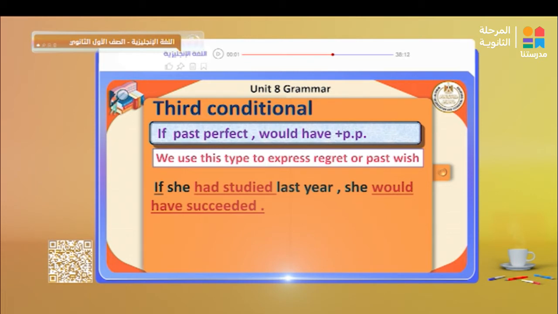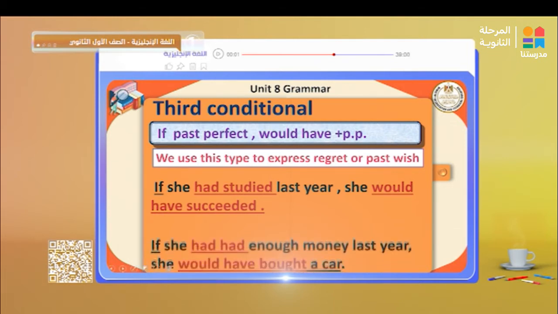So the two actions are in the past. The two actions happened in the past. So when the two actions happened in the past, we use the past perfect and would have plus past participle. This is type 3. So we say if she had studied, she would have succeeded.